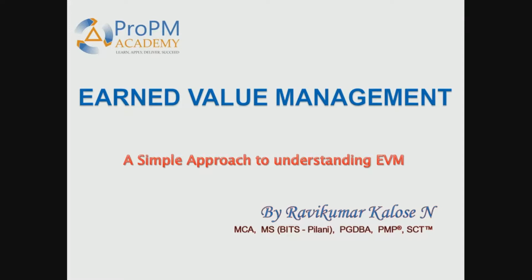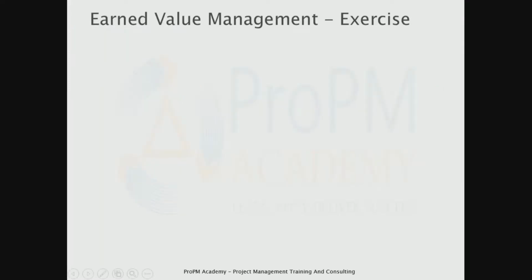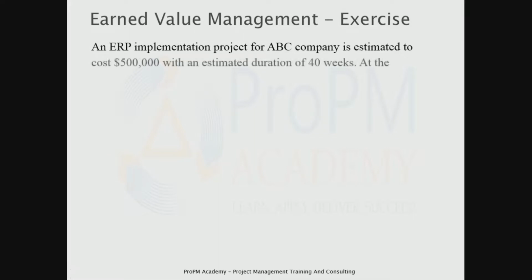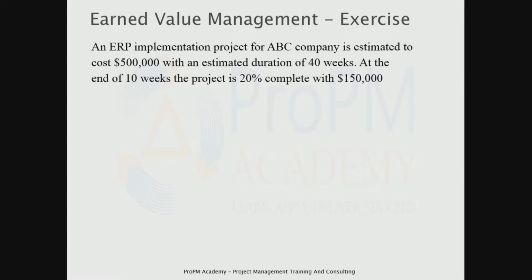Now in this video, let us attempt to solve the exercise. The exercise we had given was, just let me open that. So the exercise was an ERP implementation project for ABC company, estimated to cost $500,000 with an estimated duration of 40 weeks. At the end of 10 weeks, the project is 20% complete with $150,000 already spent on the project.